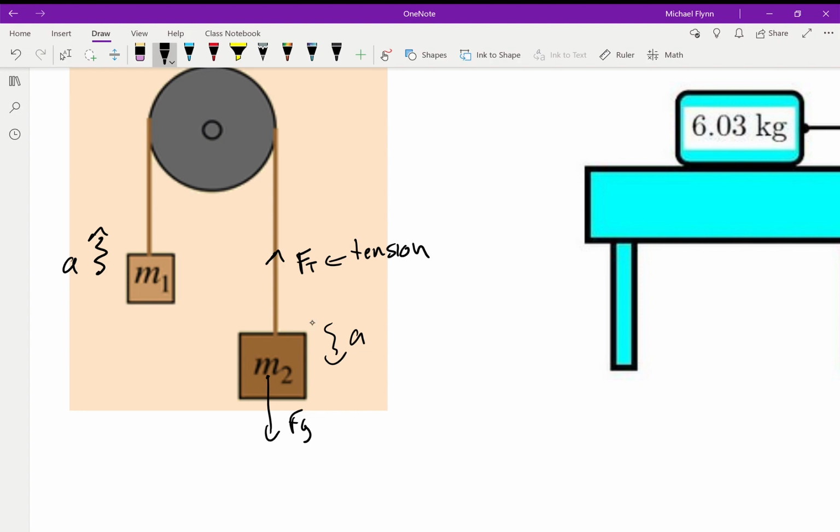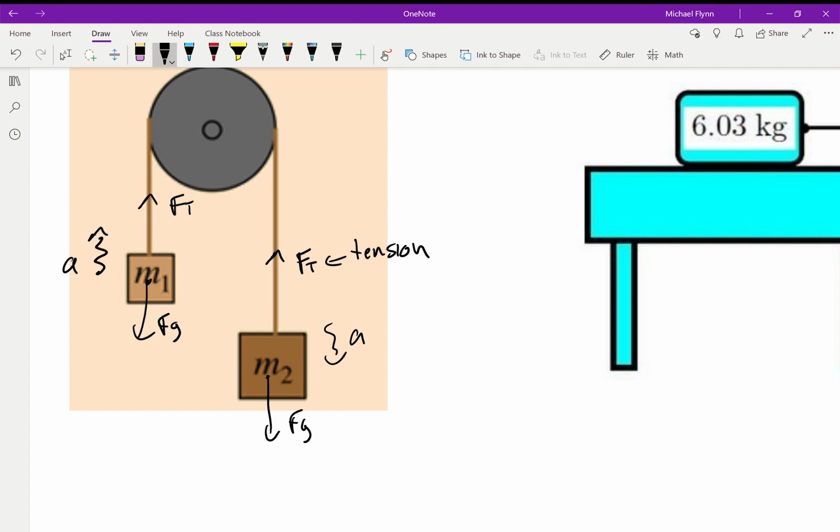Now on mass 1 over here, it's got tension also. And because it's the same piece of rope, it's got to be a uniform tension throughout the rope. So those two forces of tension must be the same number. This guy has gravity too, but in the case of M1, tension is greater than gravity on the smaller mass, and that guy accelerates up.